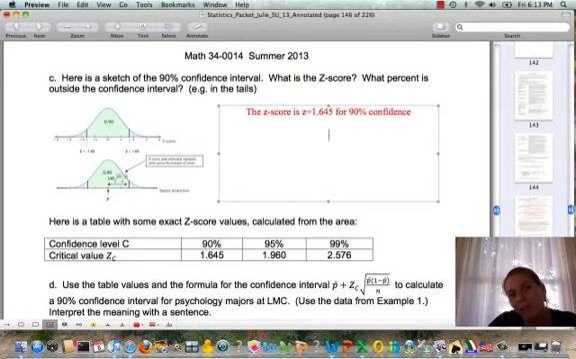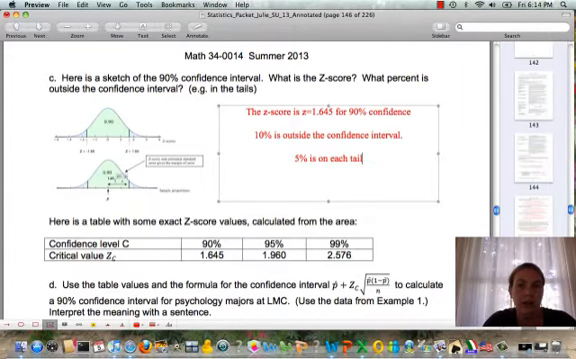And then it asks what percent is outside the confidence interval. Well, we can see real clearly from this graph that we've got 90% inside. And so that must mean 10% is outside the confidence interval. And then if we extend our thinking further, that must be 5% on each tail outside the confidence interval, if we're assuming the graph is symmetric.